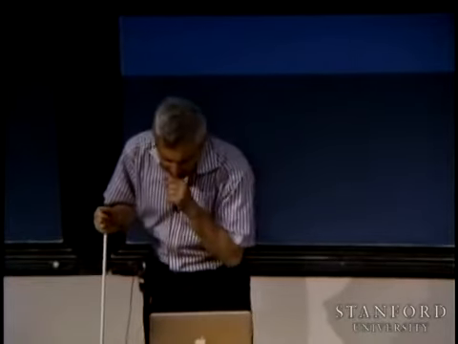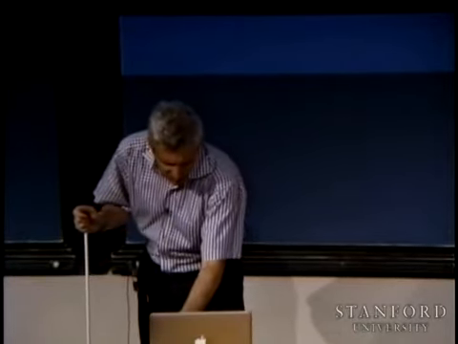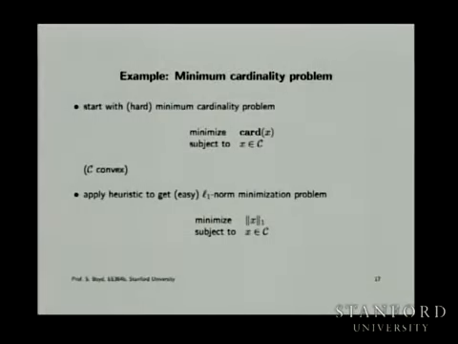So last time we saw the basic idea. The simplest idea is this: if you want to minimize the cardinality of x, let's find the sparsest vector x that's in a convex set. The simplest heuristic, and today we'll see lots of variations on it that are more sophisticated, but the simplest one by far is simply to minimize the one norm of x subject to x in C.